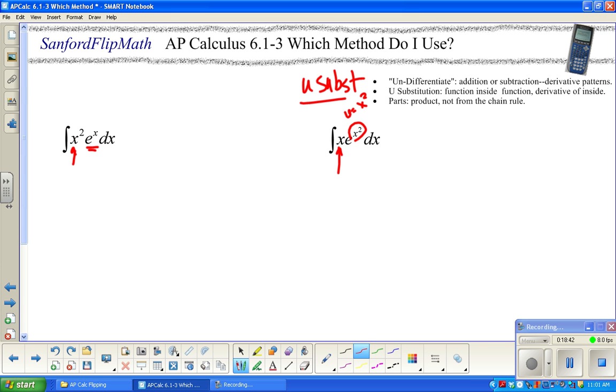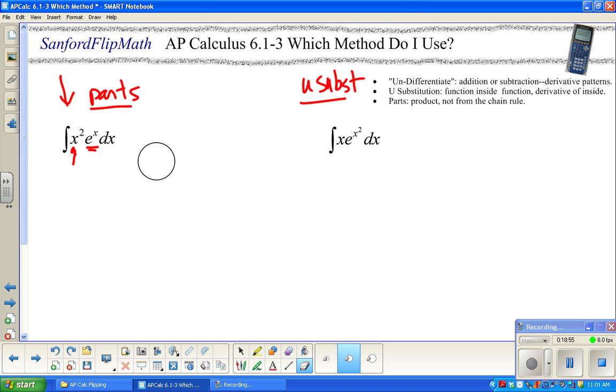This other one's a product based on not a function inside of a function, so this one is probably going to be parts. Now, I should warn you that things can get much more ugly than what we're seeing here, and so you can have u substitution inside of parts, and it can get nasty.